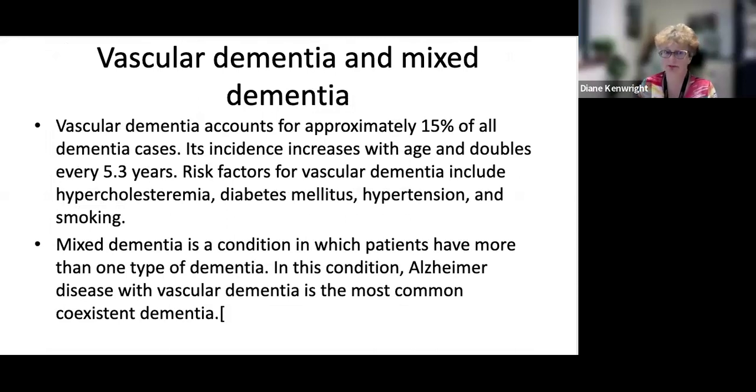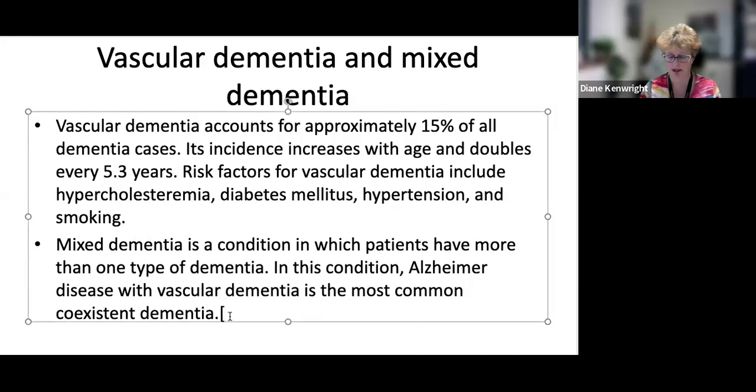So vascular dementia is about 15% of all dementia cases. It's very associated with age, okay? And of course, the usual things that harm vessels. And then, of course, people get mixed dementias.